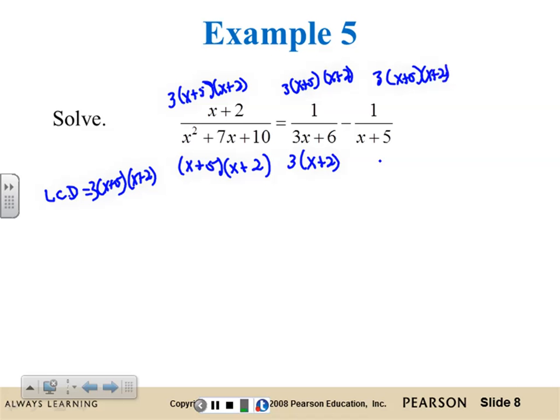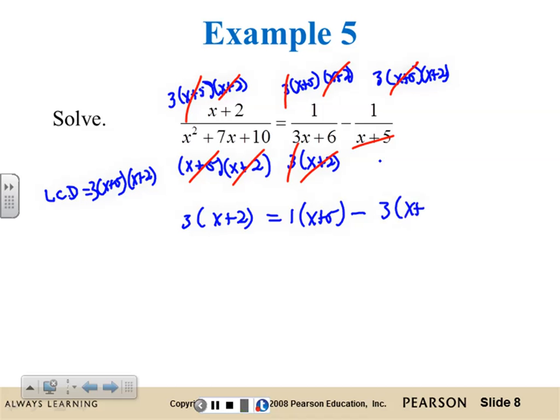And let's see what cancels out. So for the first one, the x plus 5 cancels out, the x plus 2 cancels out, and I'm left with 3 times x plus 2 equals, the 3 will cancel out and the x plus 2's will cancel out, and I'm left with 1 times x plus 5, which of course is x plus 5, minus the x plus 5's will cancel out, and so I'm left with 1 times 3, which is 3 times x plus 2. Alright, so let's clean this up.